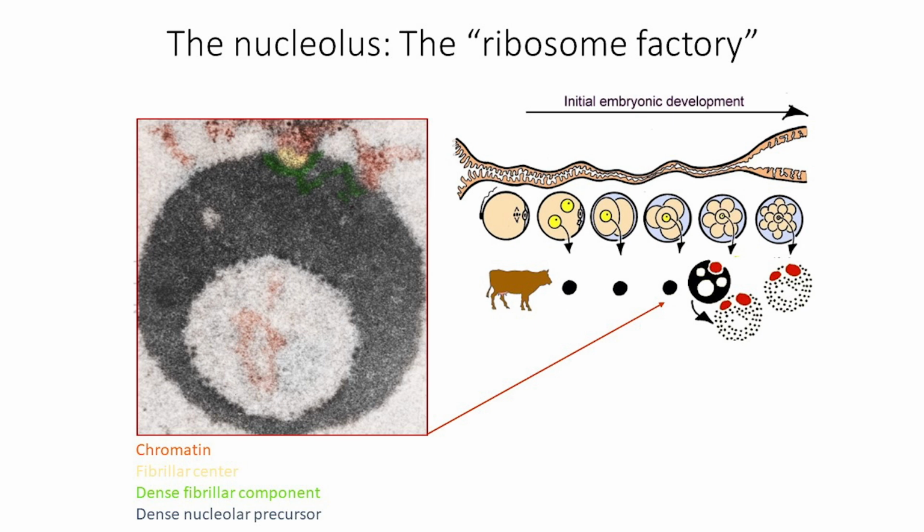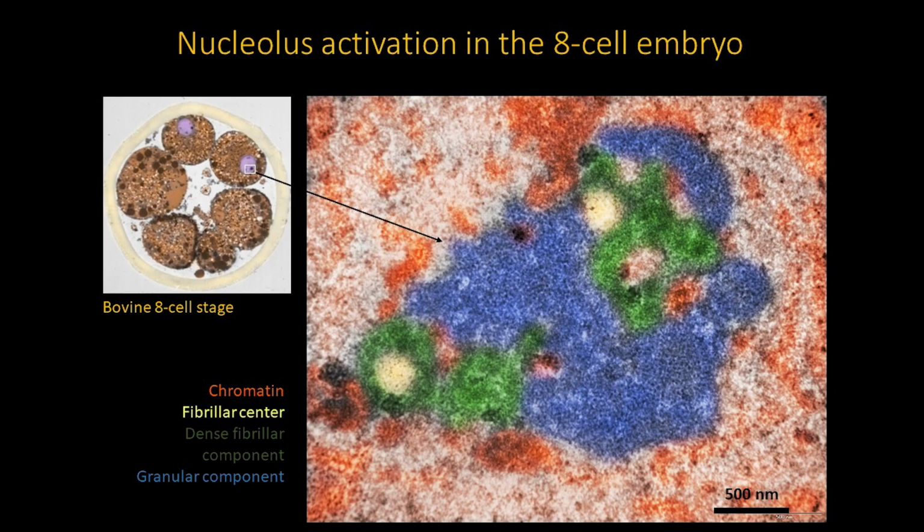surrounded by a dense fibrillar component, which consists of newly transcribed ribosomal RNA, become embedded in the periphery of the precursor bodies. These events mark the reactivation of the nucleoli with respect to transcription and ribosome synthesis. Finally, fully functional ribosome synthesizing nucleoli appear in the 8-cell nuclei. Such nucleoli consist of fibrillar centers, a dense fibrillar component, and a granular component surrounded by chromatin.